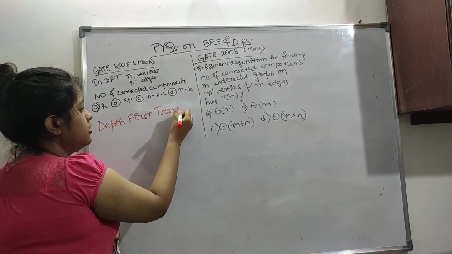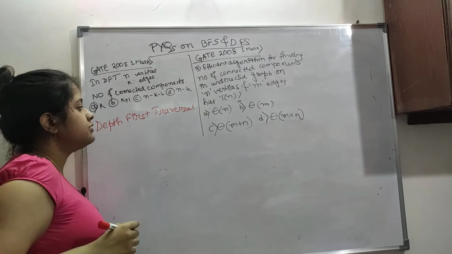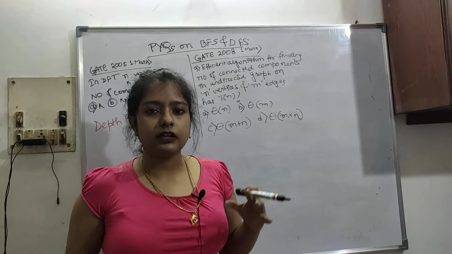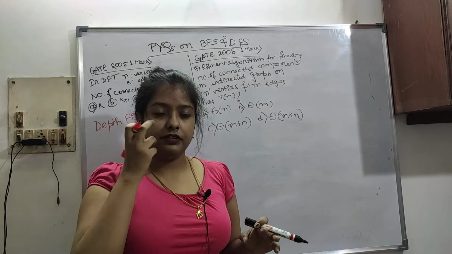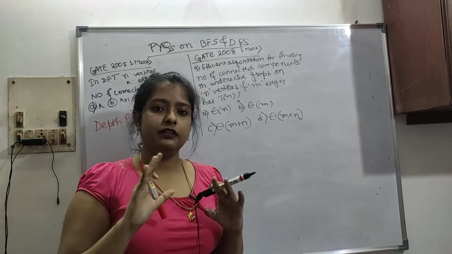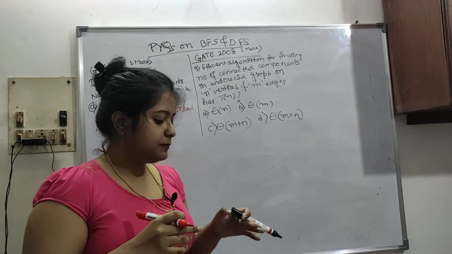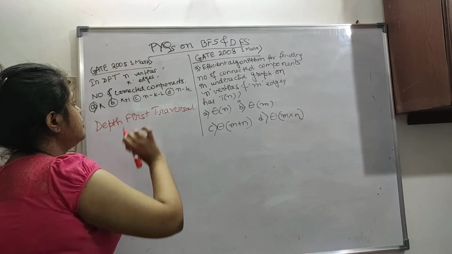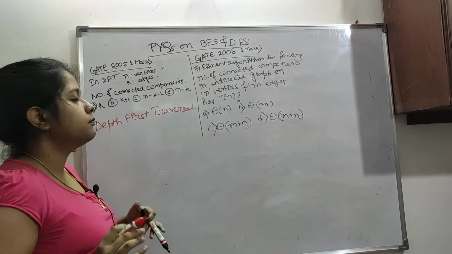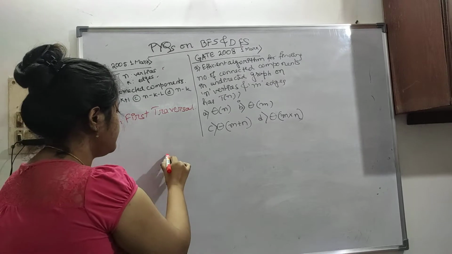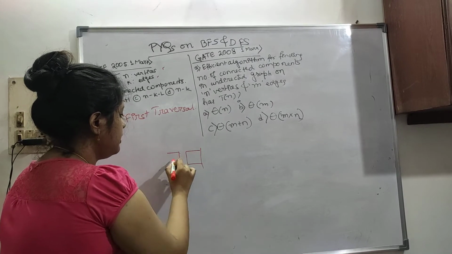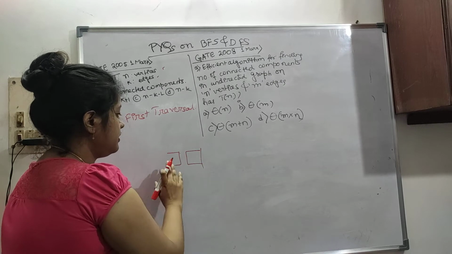traversal. The difference between traversal and search is that in traversal, even if the graph is not connected, we can still do DFS. So here what they are asking: n vertices, k edges, number of connected components. Connected components means, if a graph has connected components, how many are there. This is a connected component, this is another connected component.